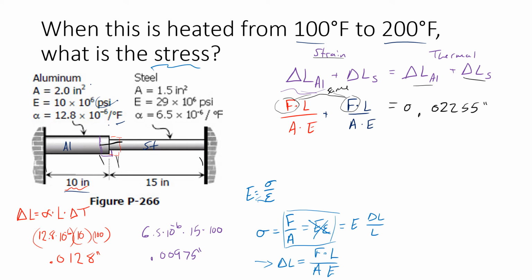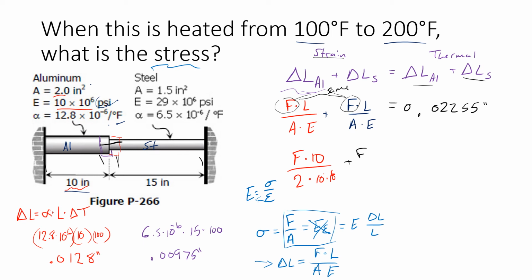So plugging it in here, we have F times the length. We know the length of aluminum, it's 10. We know the area of aluminum, it's 2. We know the modulus of elasticity of aluminum, it's 10 times 10 to the 6. Yeah, I know.